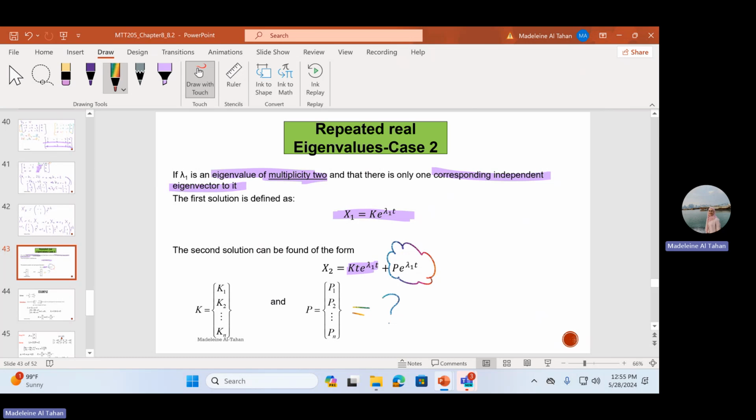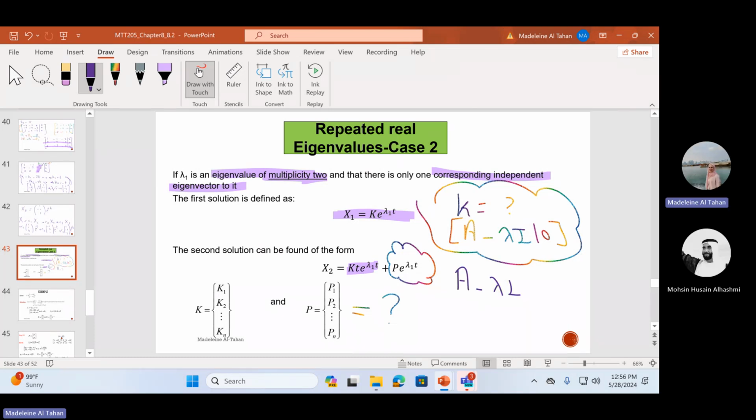Remember, miss, how did we find K? The eigenvector, how did we find it? We put A minus lambda I, 0. Right, miss? Isn't it the way that we found K? Okay. Now we need to find P. We will do the same.